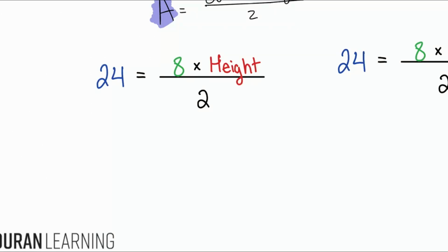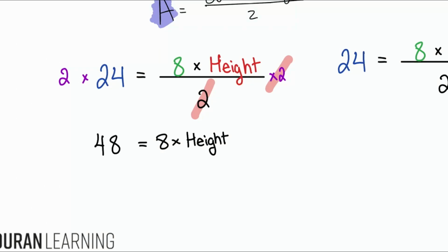Bear with me here. Watch and learn. So I'm going to multiply by 2 on both sides. That's going to get rid of the 2 on the right side. And so that's going to give me still the 8 times the height. That's still going to be there. Everybody, what is 2 times 24? Correct. That's going to be 48. 2 times 24, that is 48. And then lastly, everybody, how do we get rid of that multiplication of 8?